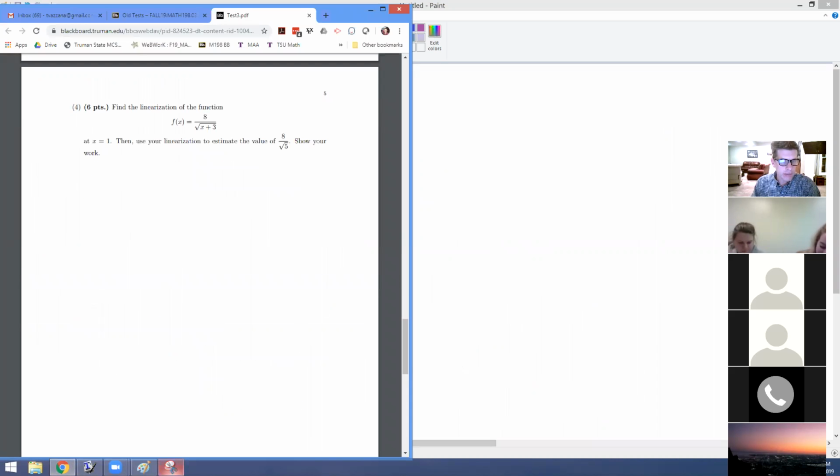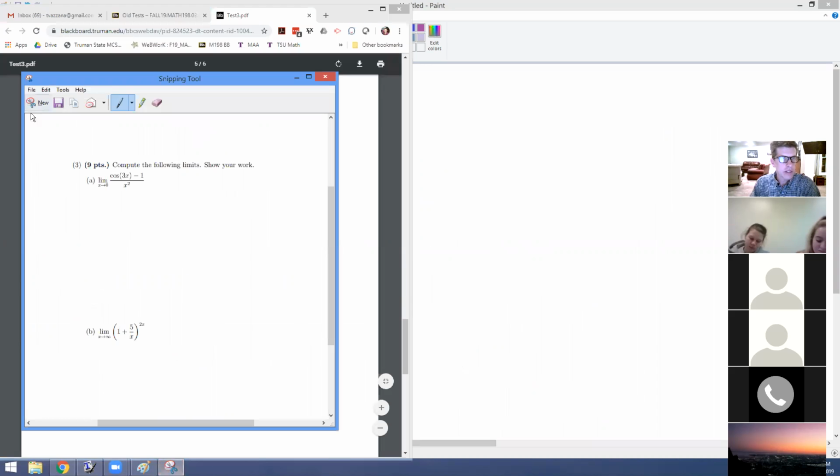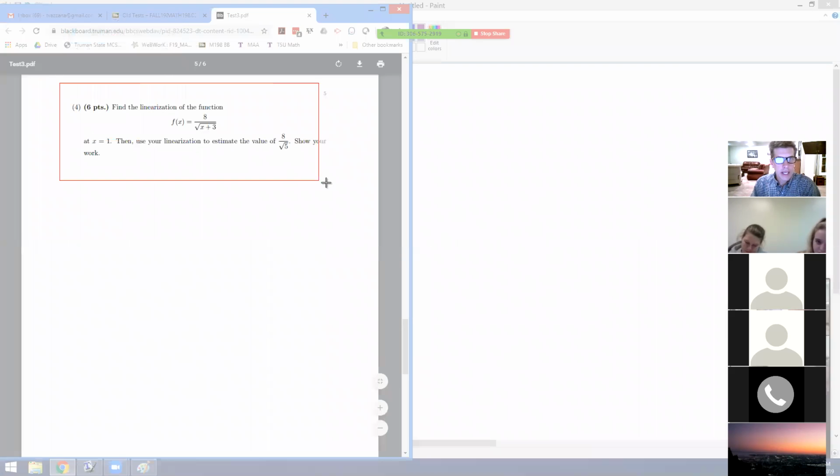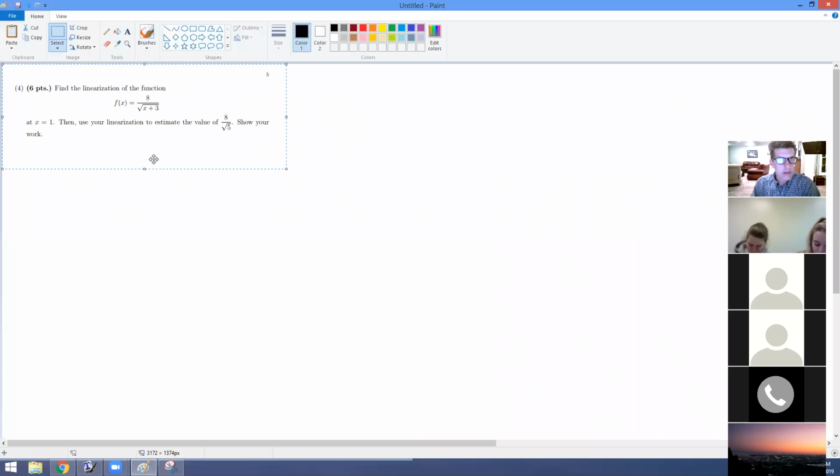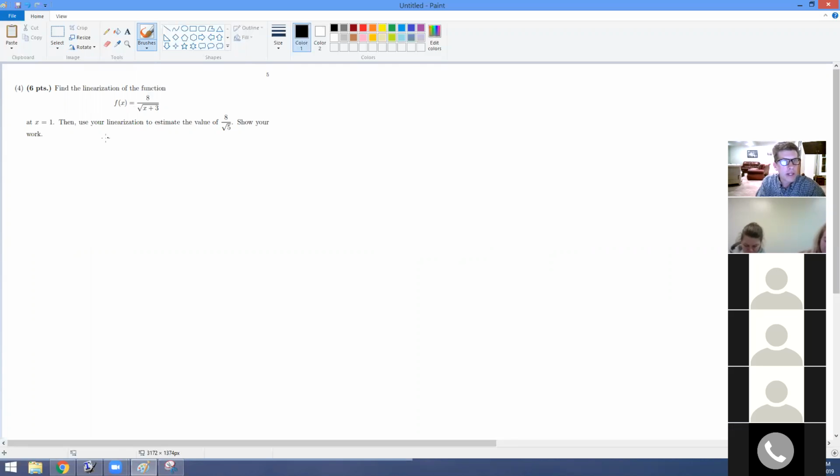Okay, here's an approximation one, a linearization. We'll hit that. What is linearization? It's just a fancy word for what? Slope of the tangent line. Okay, the whole tangent line, right? We want the whole equation of the tangent line. Equation for any line, what are the ingredients? Slope and point.